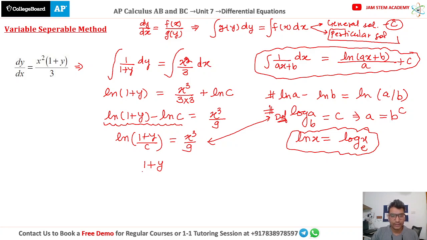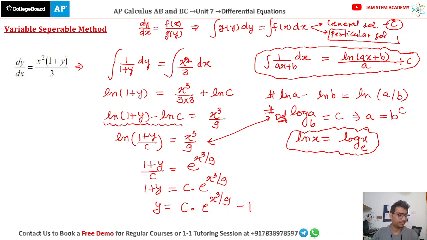1 plus y over c equals e raised to the x cubed by 9. That gives me 1 plus y equals c times e raised to the x cubed by 9, and we got our answer as y equals c times e raised to the x cubed by 9 minus 1. Right, this is my general solution because it contains c, an unknown constant of integration.